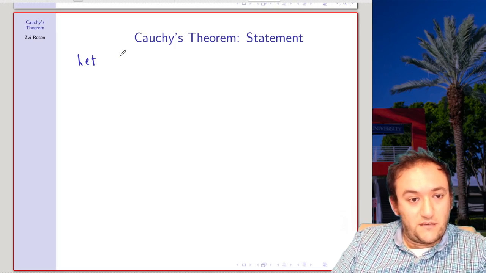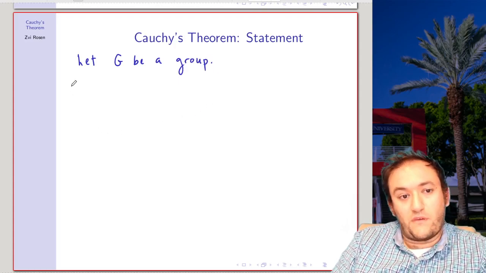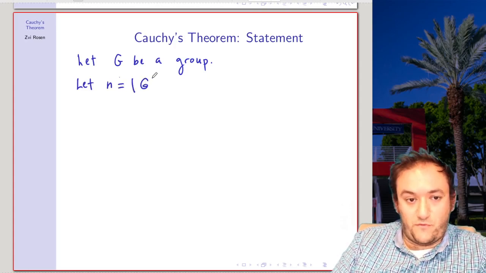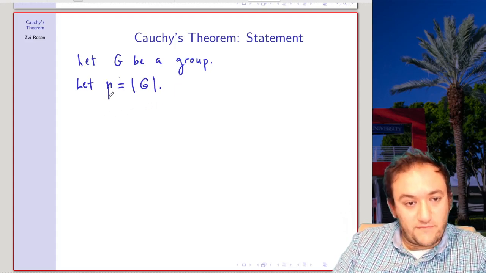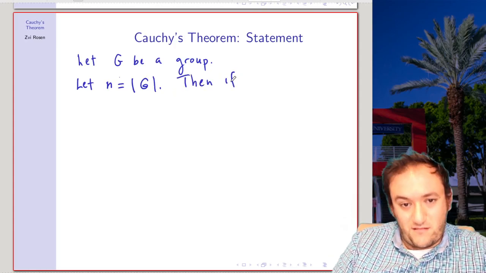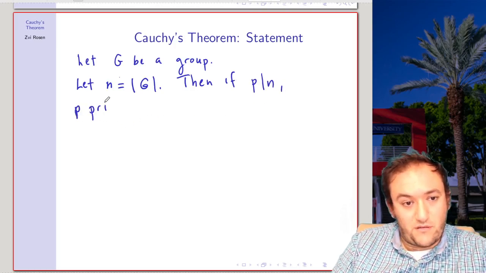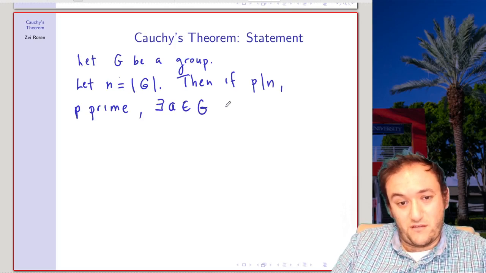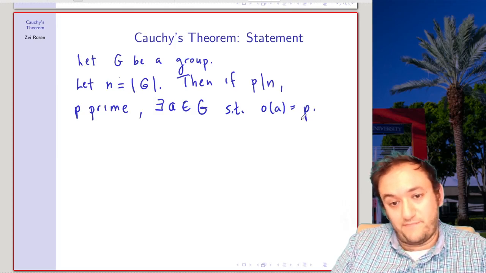Let G be a group, and we're going to let n be the order of G, or the size of G. Okay? Then if p divides n, where p is a prime number, then there exists an element a in G such that the order of a equals p. Okay?